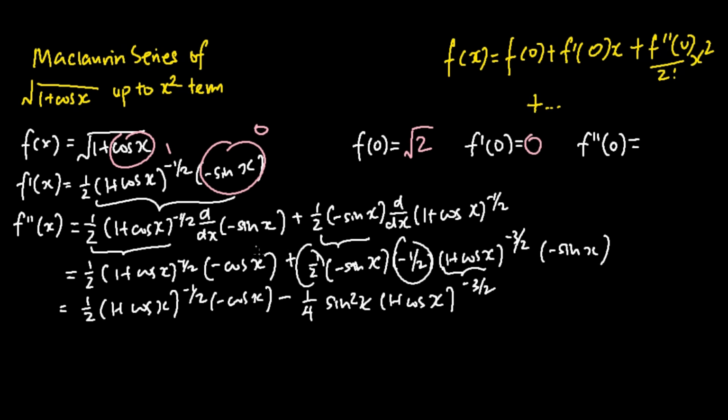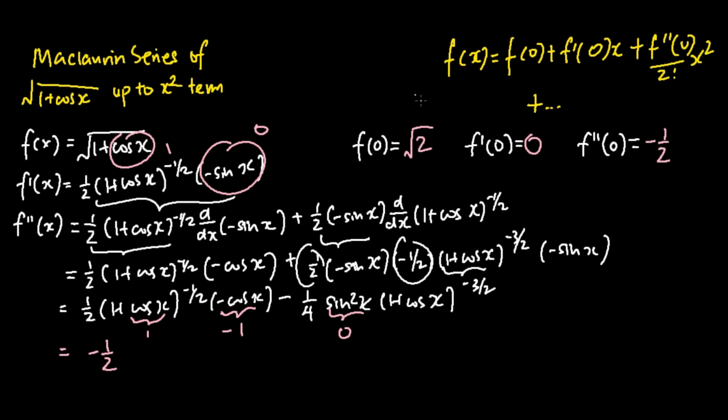Last but not least, we have f''(0), substituting x equals 0 into f''(x). So we look at the first term. The first term has a negative 1, and cosine x is just 1, right? Because cosine 0 is 1. And hence we have the answer, which is negative half. Whereas for the second term, we have sine squared x, which is just 0, so basically f''(0) is just negative half.